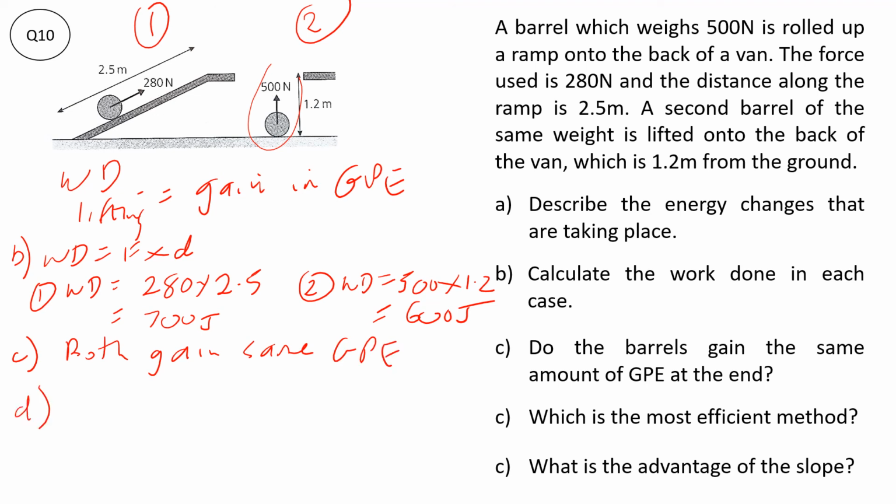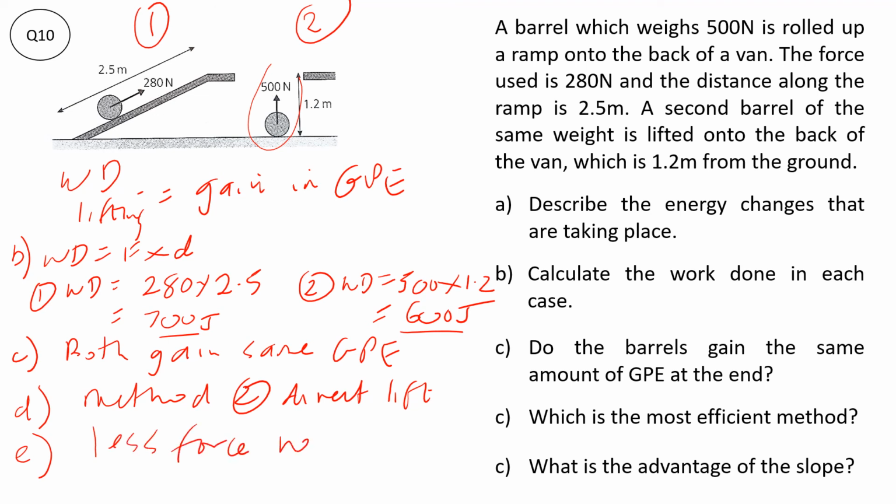Which is the most efficient method? Method 2, direct lift, because it only took 600 joules to raise it. The other method was 700 joules. What is the advantage of the slope? Well, less force needed. So you're not going to break your back rolling a barrel up a ramp, whereas you might do trying to lift it. So that's the advantage of a ramp. It's a simple machine. It is less efficient in the long run.